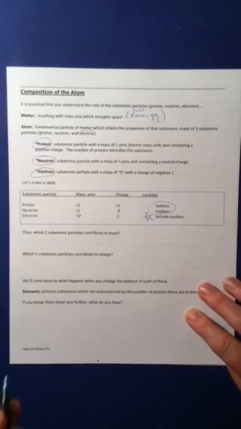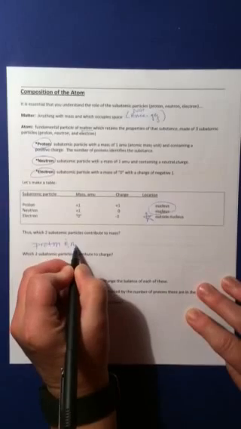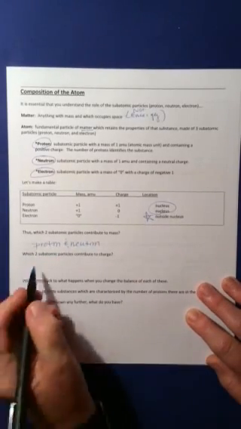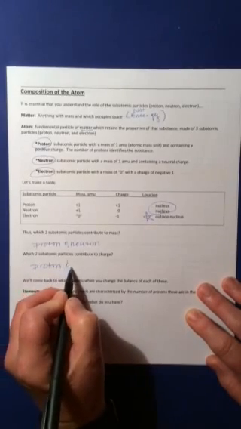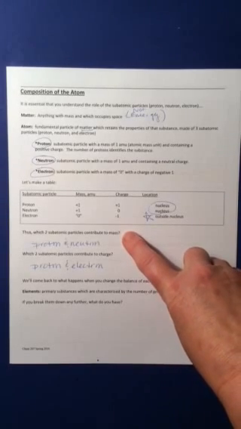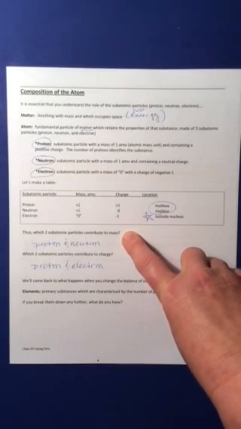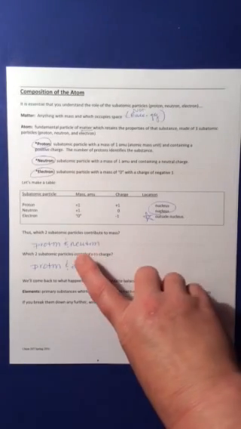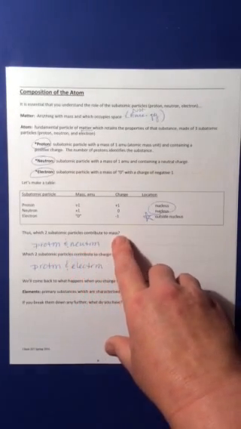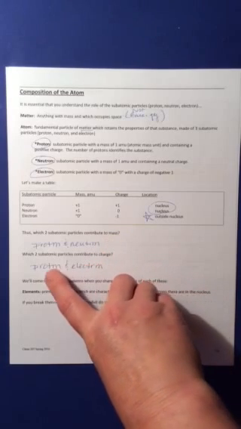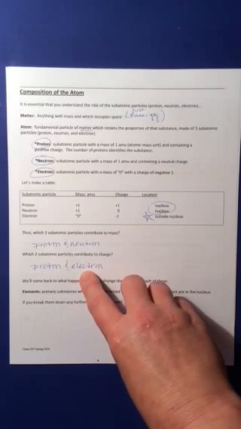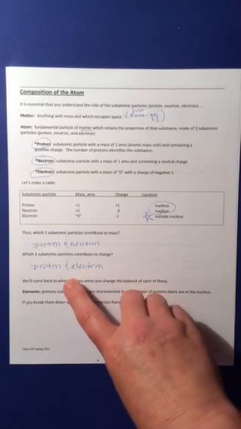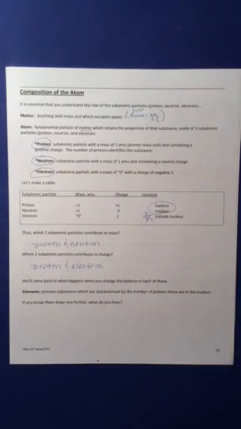So if I ask you which two subatomic particles contribute to mass, you would say the proton and neutron. If I ask which two subatomic particles contribute to charge, that would be the proton and electron. If you change protons and neutrons, you change mass. If you change the proton to electron ratio, you get some kind of different charge. And we'll come back to what happens when you change these in just a minute.